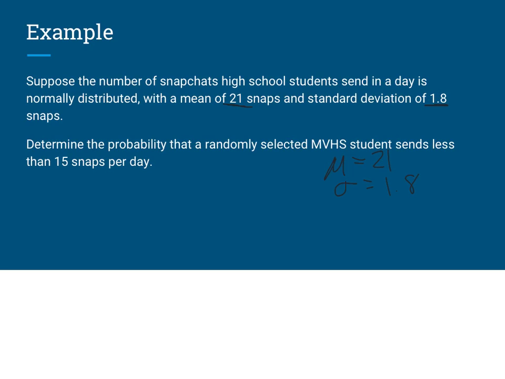So think about what this is asking. Since it's normally distributed, it's going to have a bell shape. Here's 21. 15 is somewhere out here, and I'm trying to figure out the probability of people less than that, so the area beneath that point. In order to do that, I need to find my z-score. So z equals x minus mu over sigma. In this case, it's 15 minus 21 all over 1.8.